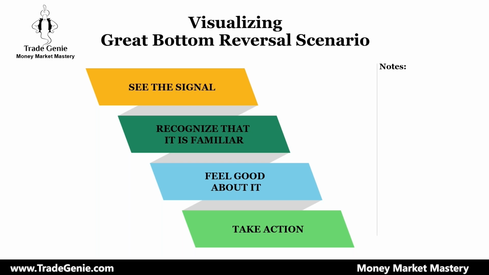Because you see the signal, you recognize it's familiar, you feel good about it, and you took action. You took bold, courageous action, but it doesn't mean you put in just 10,000 shares, all in at 30 cents, planning to sell at 50, and it goes to zero. So don't do that. Have a plan and apply the 80/20 rule. See if it works.